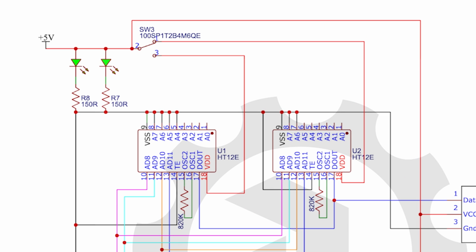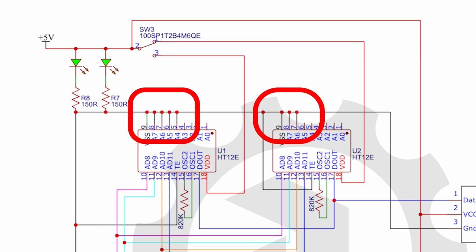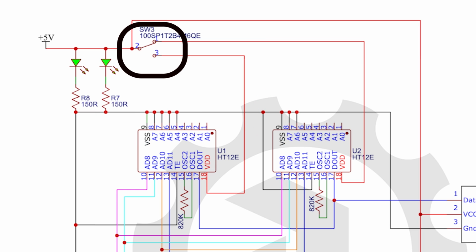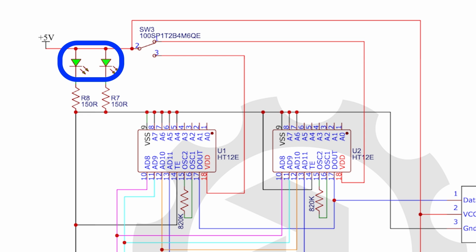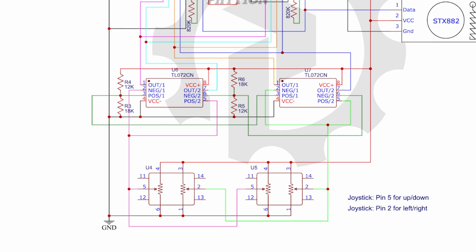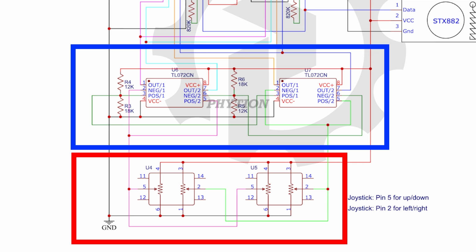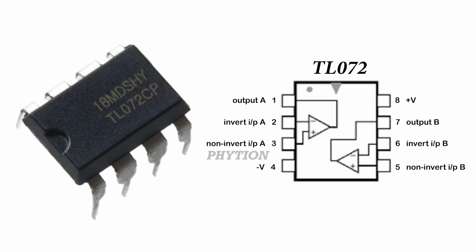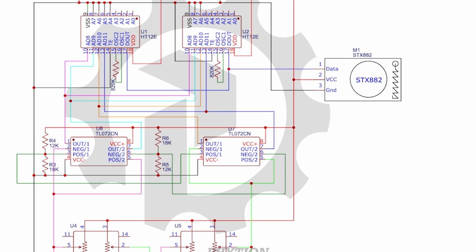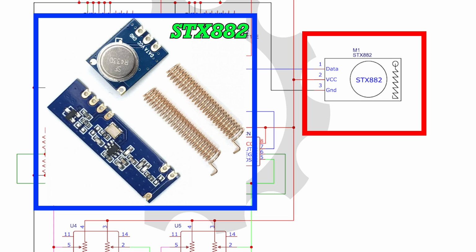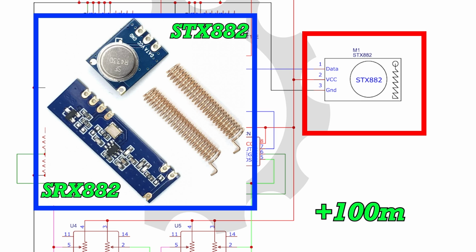Here I used 2 HT12 encoders with 2 different addresses. This slide switch is used to power up 1 IC at a time. These 2 LEDs indicate the power on state. Here I used 2 TL072 ICs to capture the end positions of joystick modules. The TL072 IC is a high-speed dual op-amp integrated IC. Here I used the STX882 RF transmitter and SRX882 RF receiver for wireless communication. They have a good working range of about 100 meters.